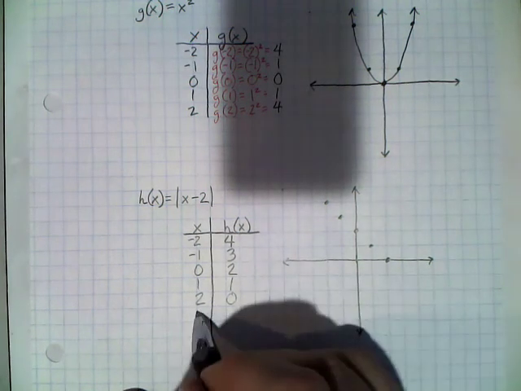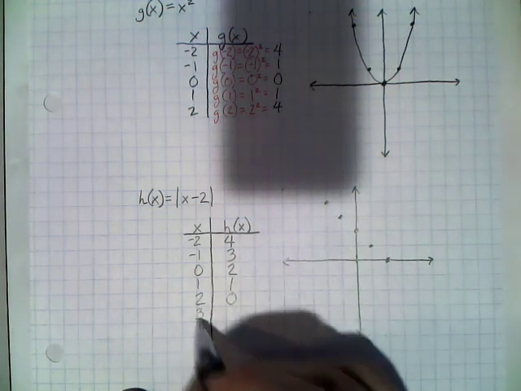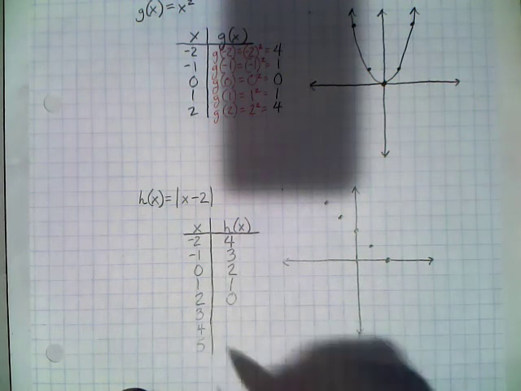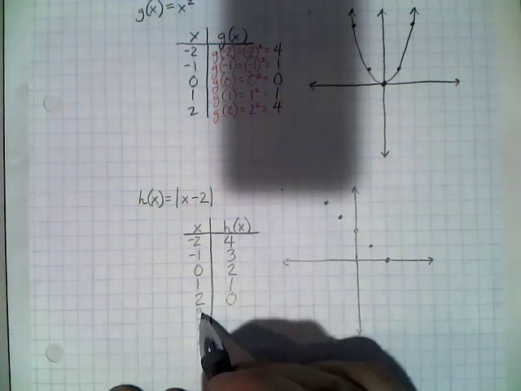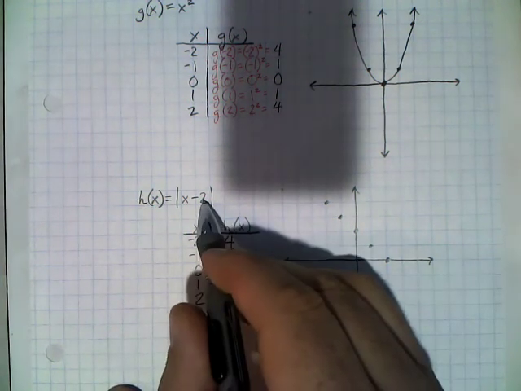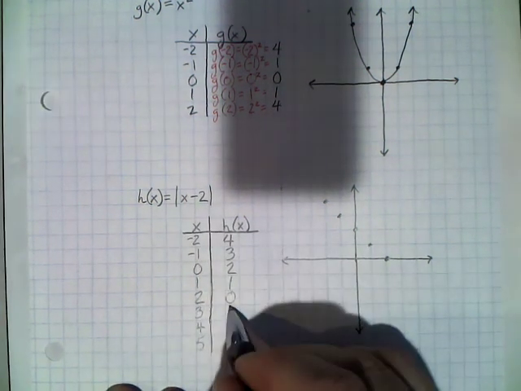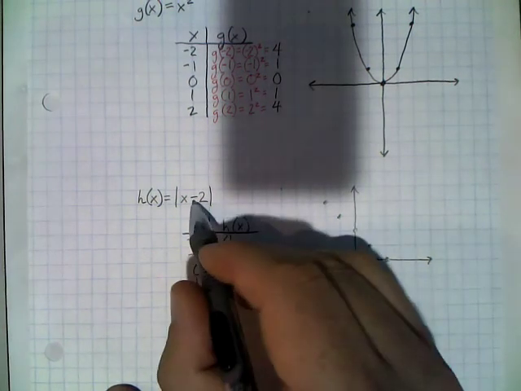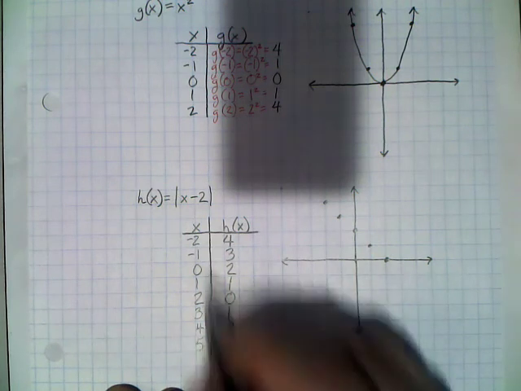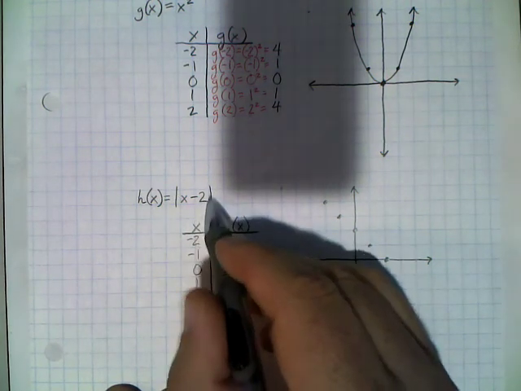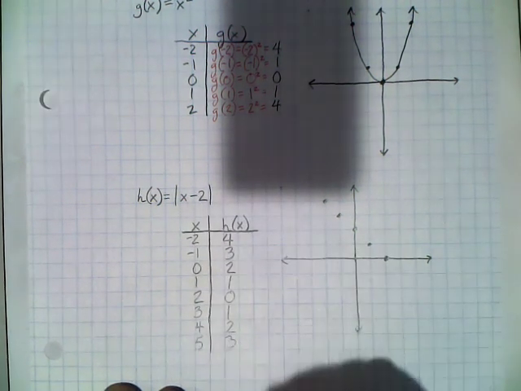So let's go 3 more values. Let's plug in 3, 4, 5. See if we can find the shape. If we don't find the shape, maybe we need to go a little more in the negative direction. So if I plug in 3, 3 minus 2 is 1, and its absolute value is still 1. 4 minus 2 is 2, and its absolute value is 2. 5 minus 2 is 3, and its absolute value is still 3.